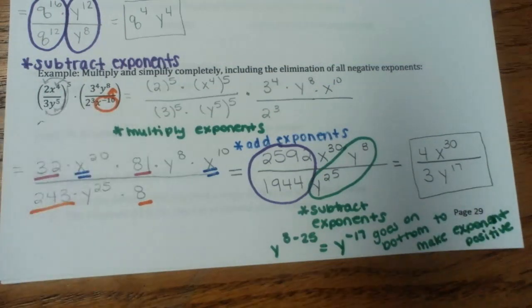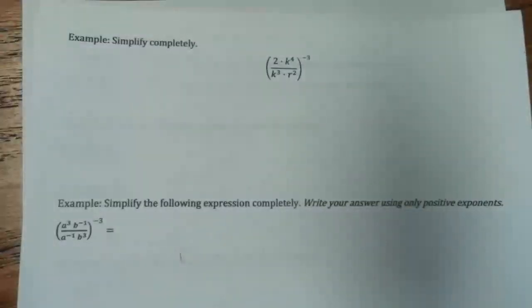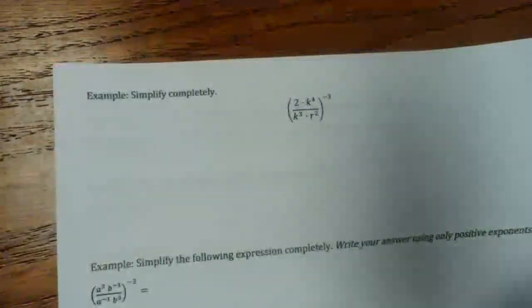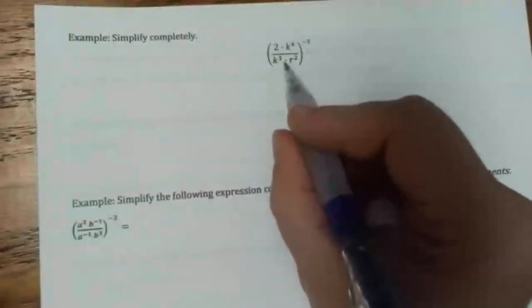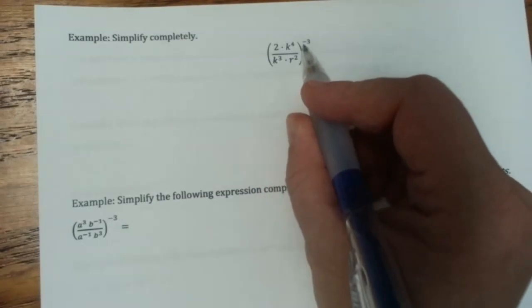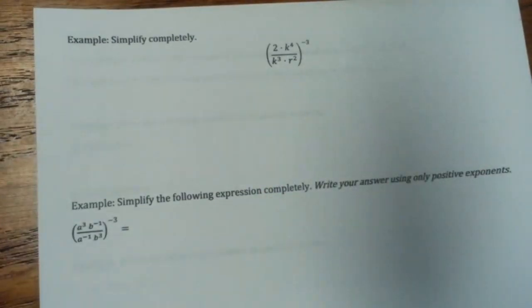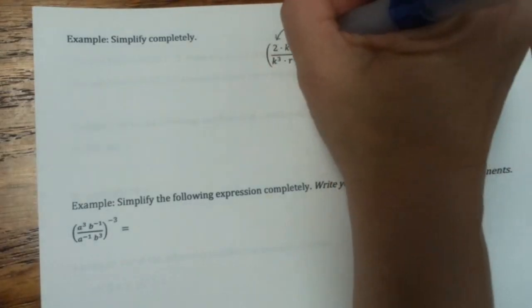So because it's negative, it's going to go down to the bottom. All right. Next page. Last two like this. Simplify completely. 2k to the 4th all over k cubed r squared, all to the negative 3 power. There's no adding or subtracting, so I can go ahead and distribute that negative 3rd power.